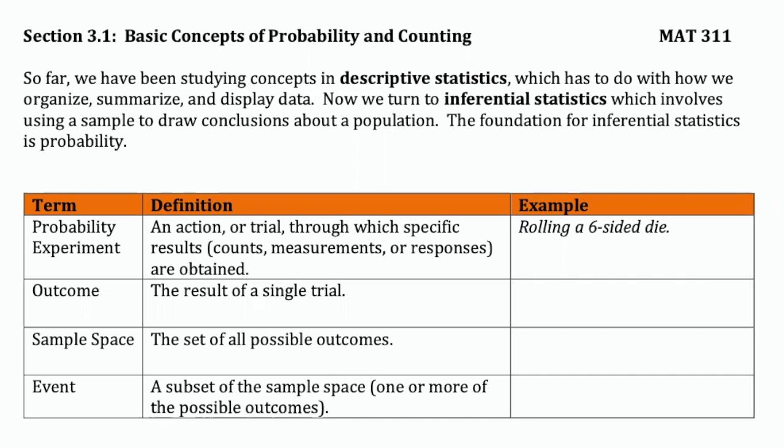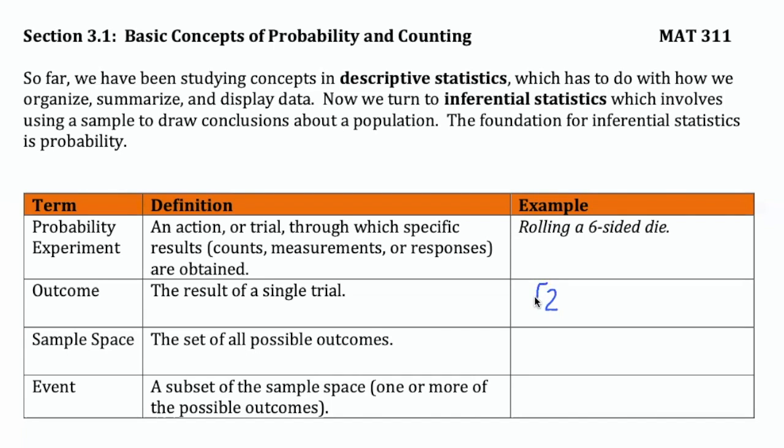So first, there's going to be a lot of vocabulary in this section because this is the introduction. So here are the first four terms you need to know. A probability experiment is just an action or trial through which specific results, counts, measurements, or responses are obtained. So I gave you an example of rolling a six-sided die. An outcome is what we call the result of a single trial. So, for example, if we were rolling a six-sided die, an outcome might be just rolling a 2.